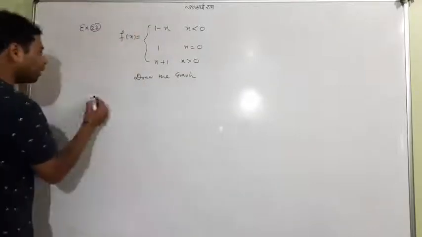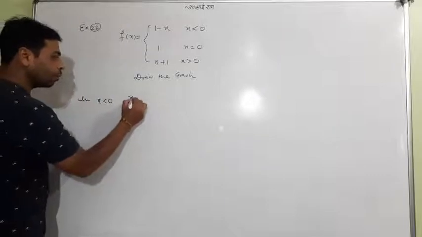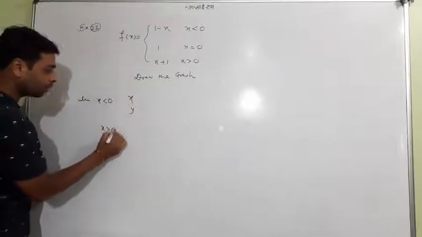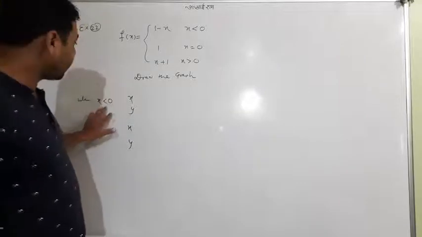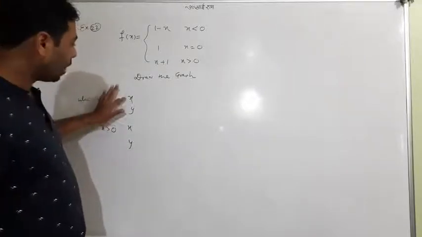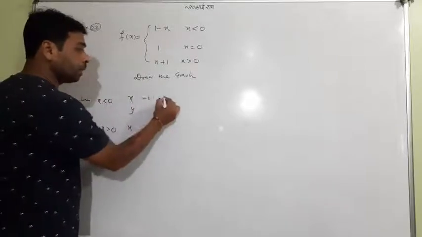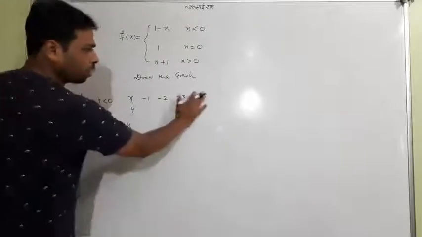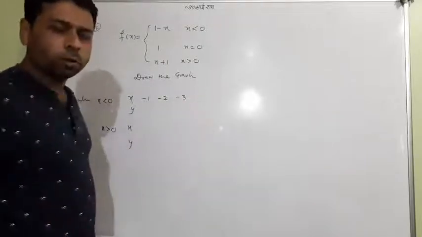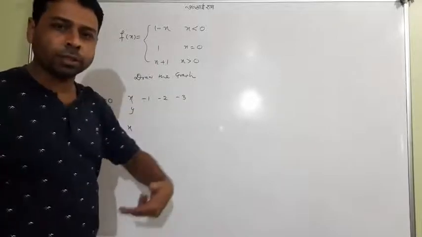So let's go on with some values. When x is less than 0, I'll put x and y; for x greater than 0, I'll put x and y one by one. First look at this: when x is less than 0, x and y. For x less than 0, minus 1, minus 2, minus 3 is good enough. We don't have to go to larger values, a smaller value like minus 4, minus 3.